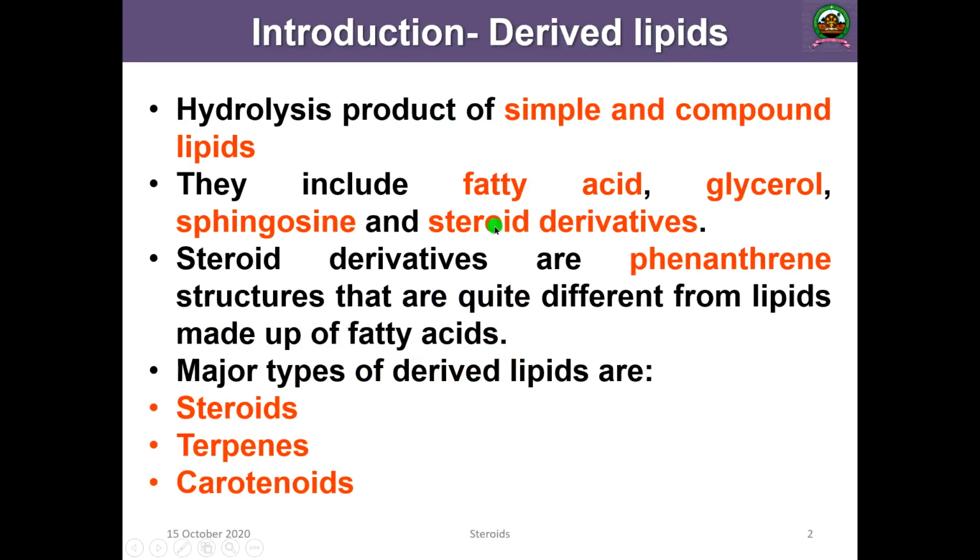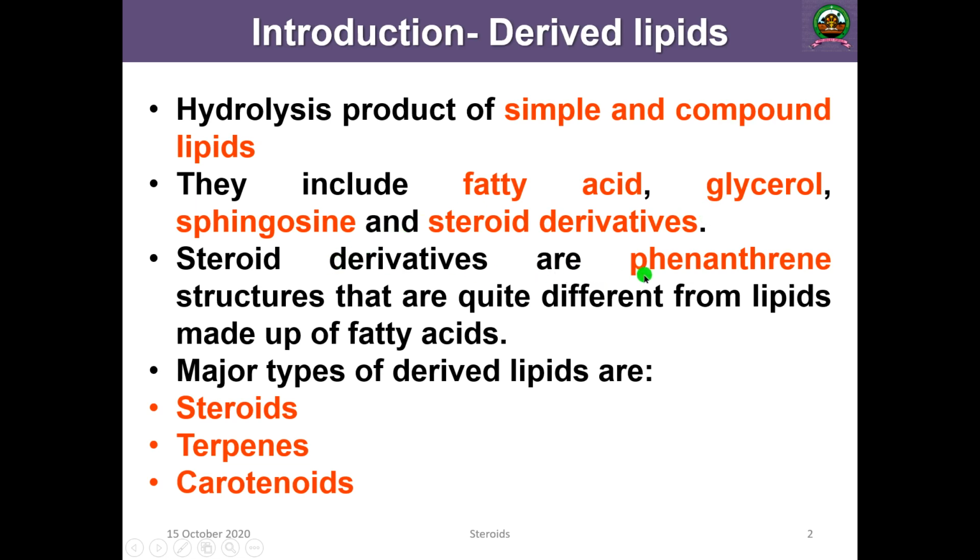Before we discuss steroids, you should know some basics of derived lipids. Derived lipids are the lipids produced due to the hydrolysis of either simple or compound lipids. They are derived from simple or compound lipids. Sometimes there is a mixture of both, and they include fatty acid, glycerol, sphingosine, and steroid derivatives. Fatty acid, glycerol, and sphingosine we are familiar with. And what are these steroid derivatives?